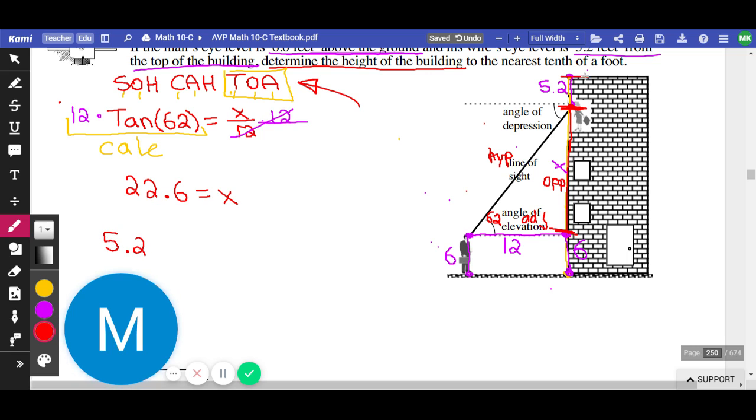From here to here, 5.2. We then have this gap, which we just calculated as x, which is 22.6. And then we have this gap along the floor, which is the height of the man, which is plus 6 more. The actual answer to this question would be these 3 things added together. I think when you do that, you're going to come out to have 33.8.